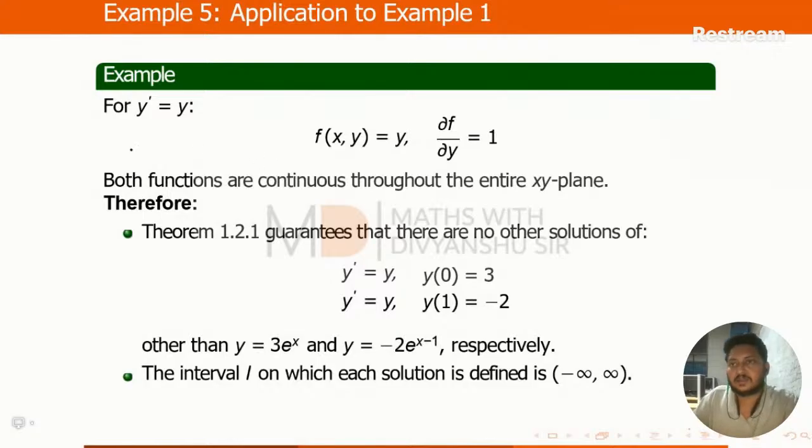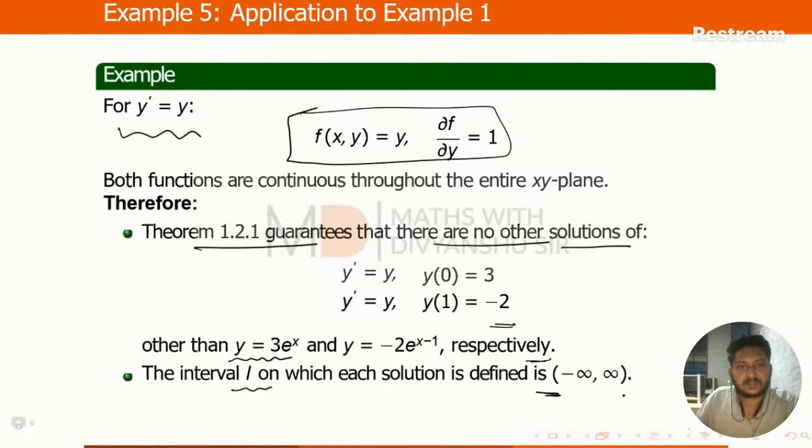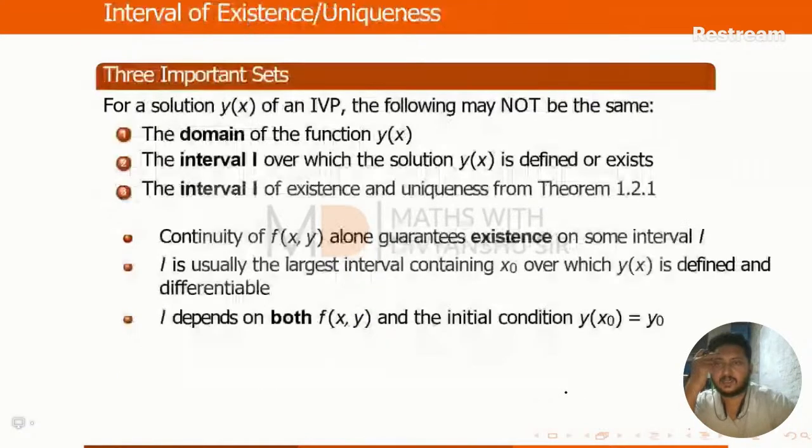Now one more application based on it. For y' equal to y, the function and its derivative are both continuous on the entire xy plane. So the theorem guarantees there are no other solutions of y' equal to y with y(0) equal to 3, and y' equal to y with y(1) equal to minus 2, other than y equal to 3e^x and y equal to minus 2e^(x minus 1) respectively. So the interval on which each solution is defined is minus infinity to infinity. I think you understand my point.